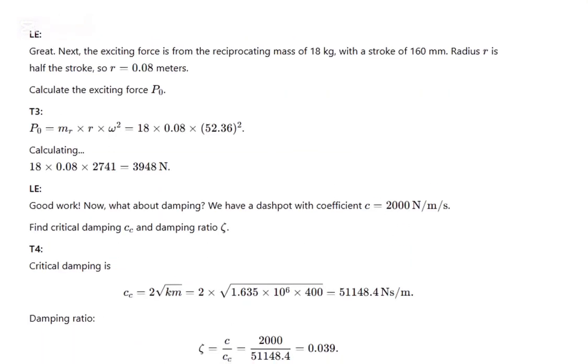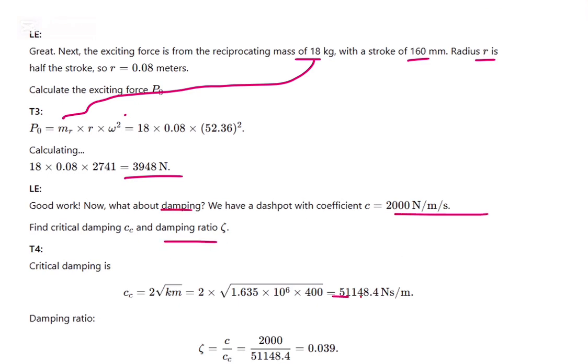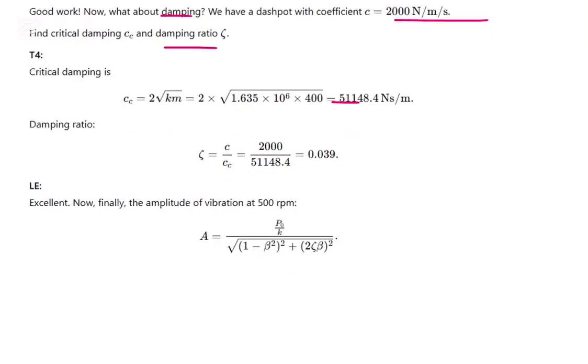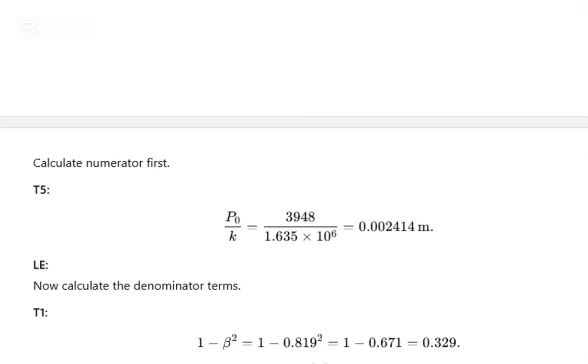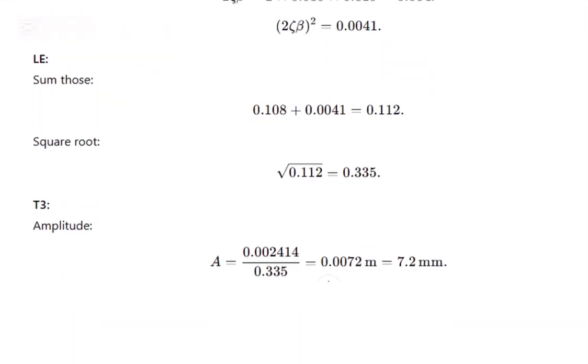And once we know the ratio, next the exciting force is coming from the reciprocating mass and stroke radius, and then omega square. So we can come to know what's the reciprocating force. What about the spring? What about the damping? Damping, we know this one. Critical damping also we can calculate. So damping ratio we can get, and amplitude of vibration we can find out. That's going to be around 7.2 mm.